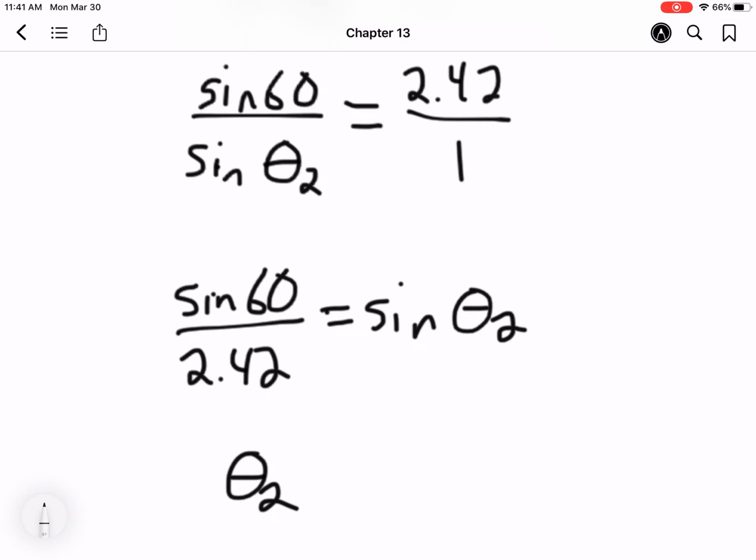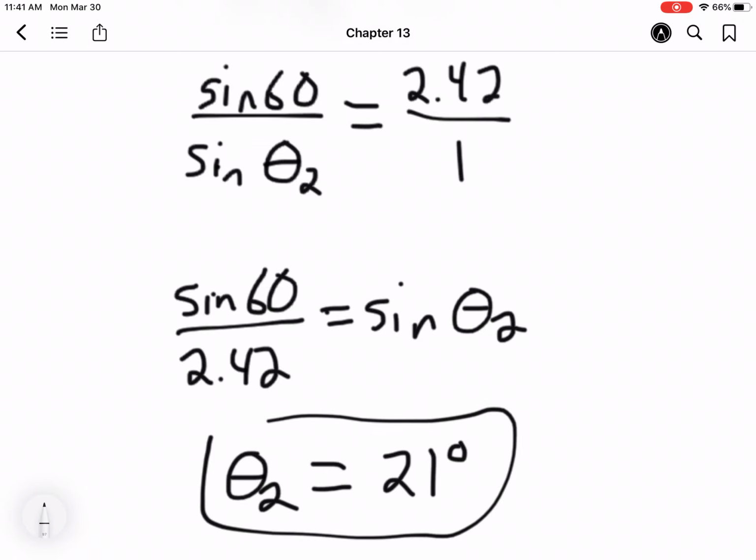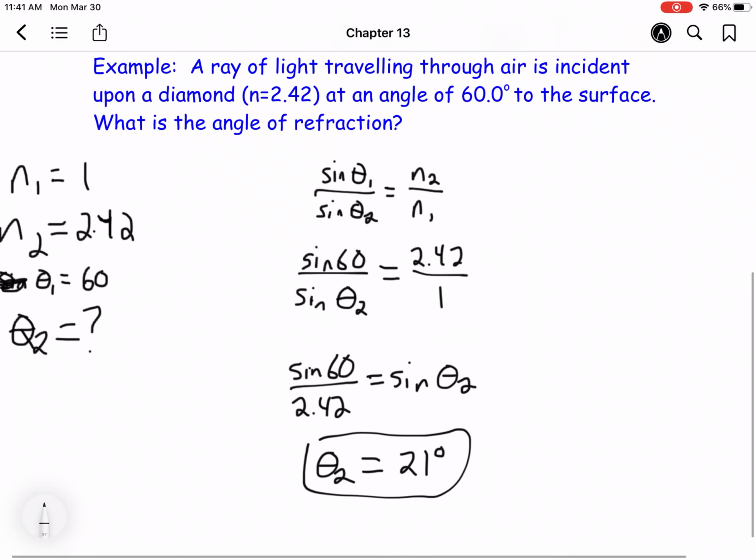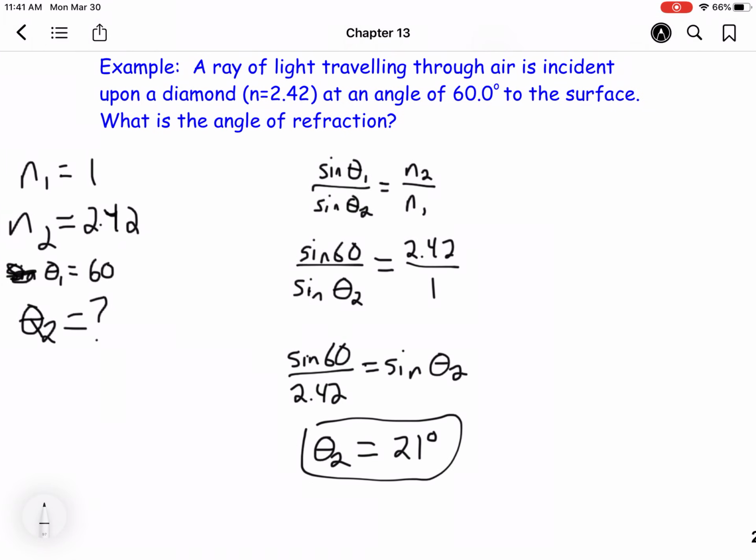And then do inverse sine of that number. Make sure your calculator's in degree mode. All right, so it's going to bend towards normal, so it should be less than 60. And the answer here is 21 degrees. So the angle 2 is 21 degrees. So that's just using these laws, and that gives me the angle of refraction.